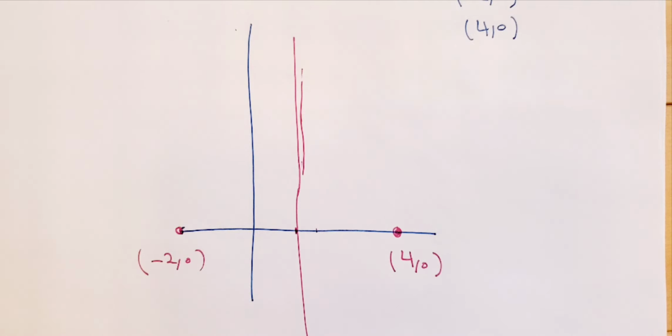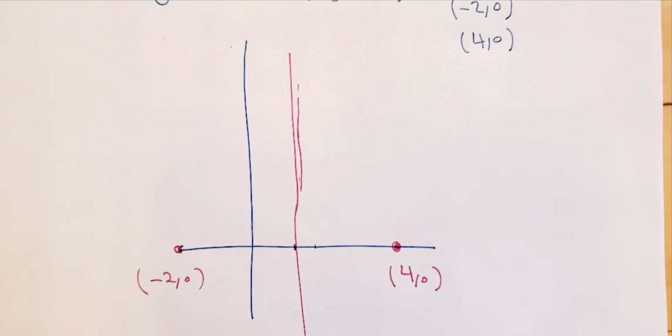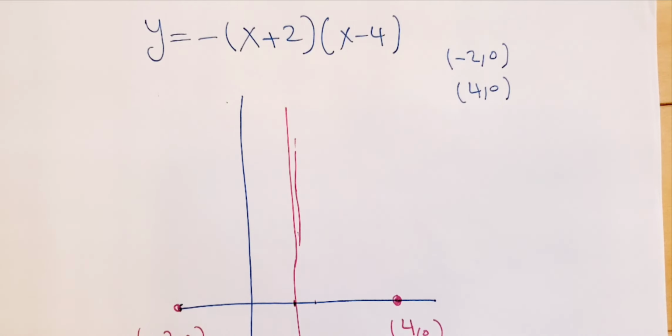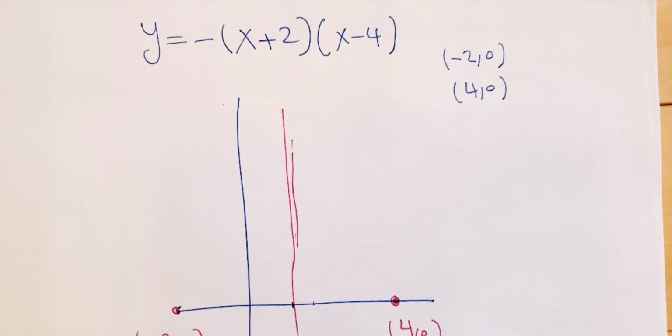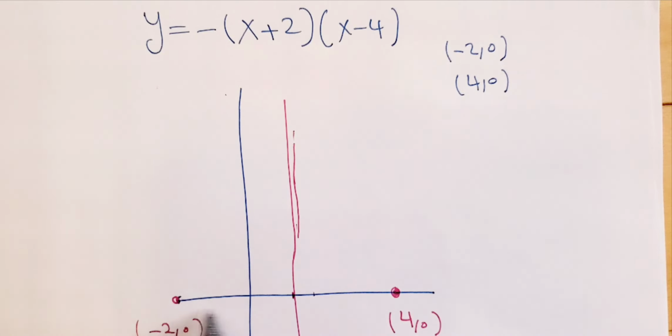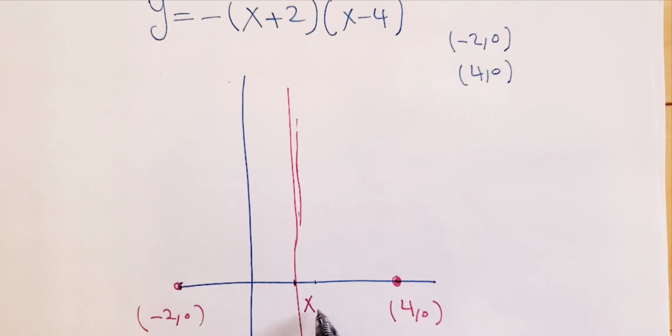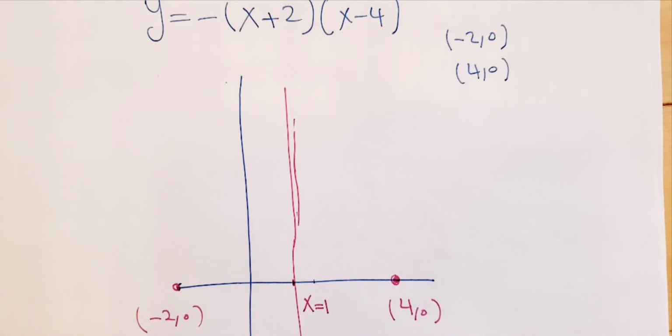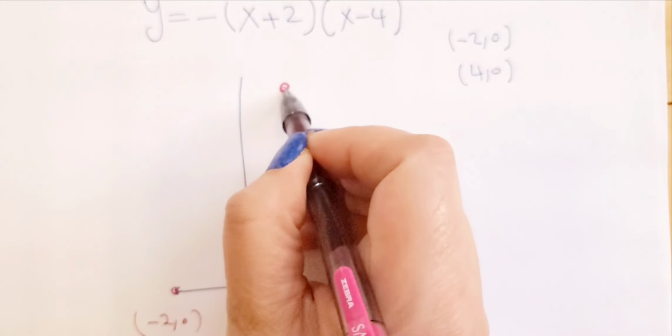So the other thing is that we calculated the a value and it was a negative value, so we know that it would open down. Now, this is halfway through here, so the x value here would be exactly 1. Okay, so we found the x as 1, and this is the x coordinate of the vertex, and we know that the vertex should be somewhere around here.